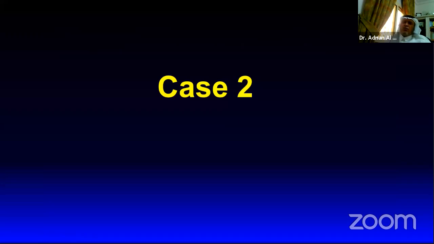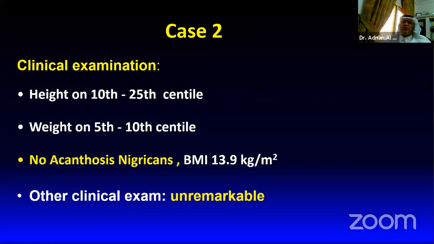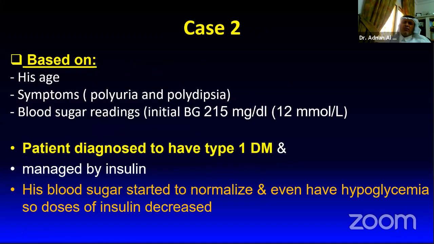So let's move to case number 2. Wissam is one of my patients. He is a 6-year-old Saudi boy who presented with polyuria and polydipsia, and the blood sugar was high, 215. There was no other systemic condition, but there is a strong family history of type 2 diabetes. On examination, he was completely normal, he is not obese, and no acanthosis nigricans.